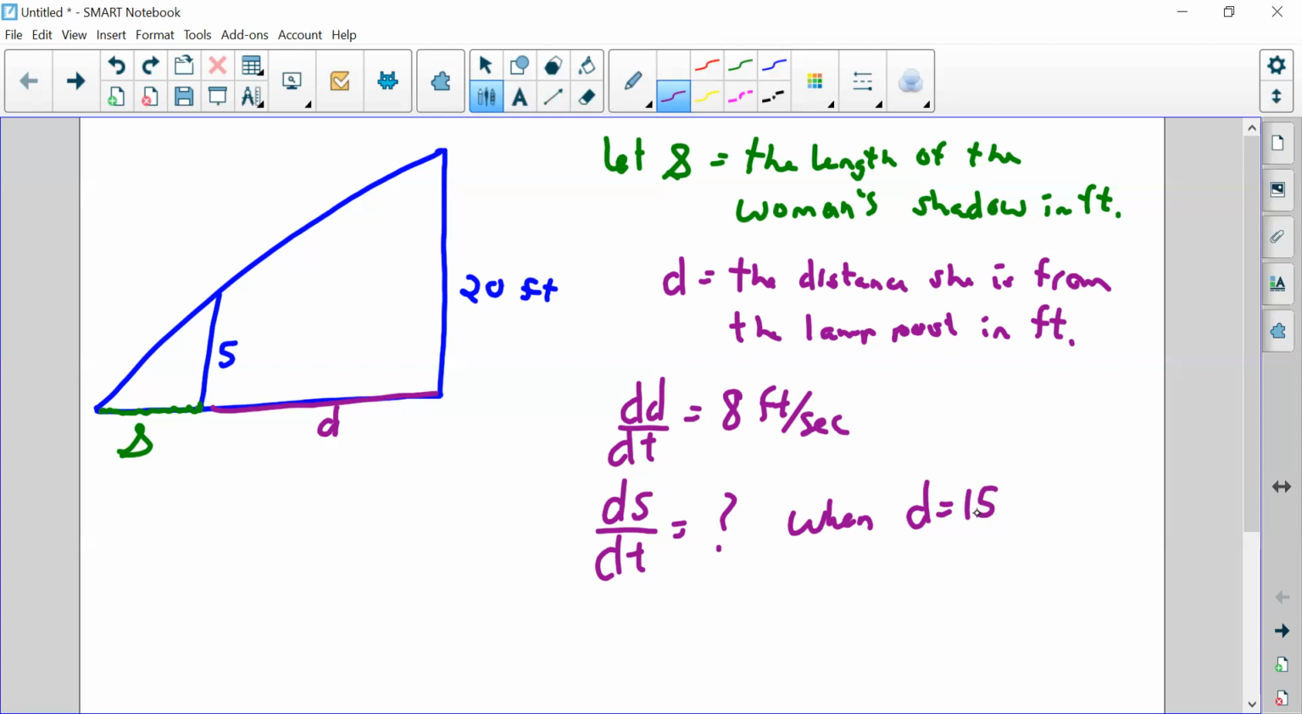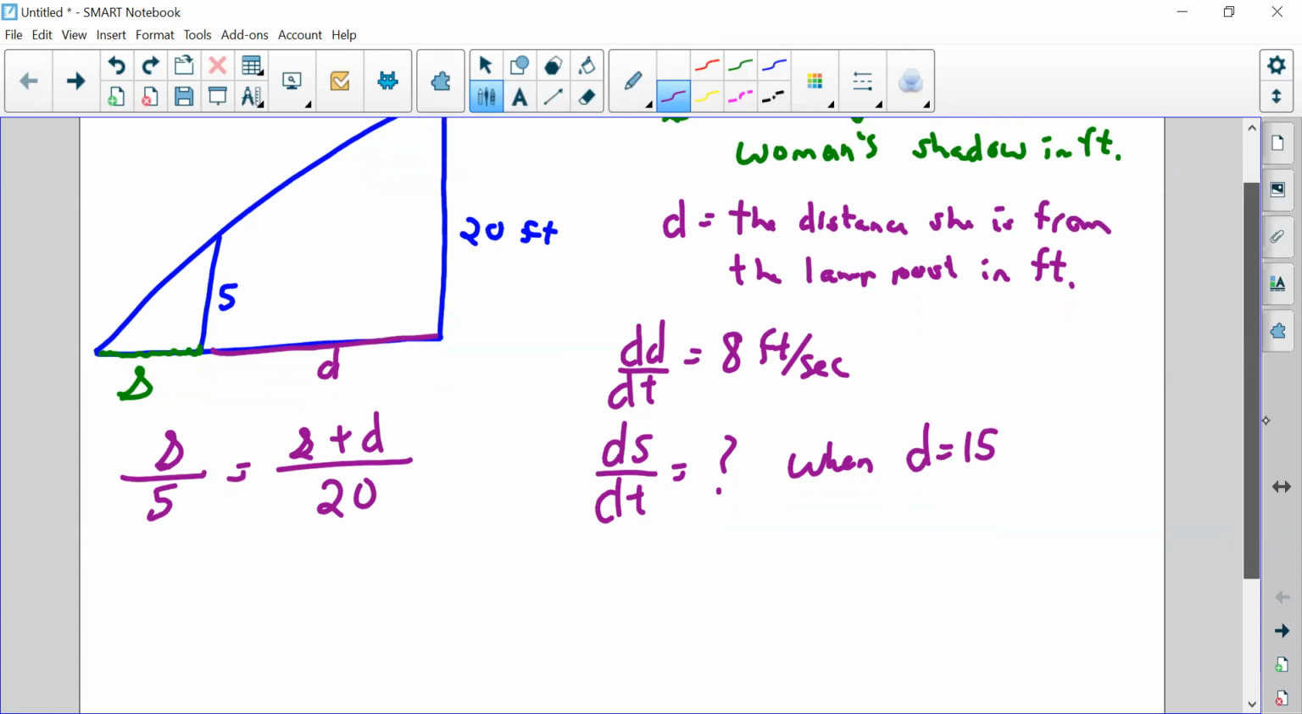So you want to set up proportions. I'm going to say, if this length of my side, so that's my S, is to 5 as, what's the length of this side of the big triangle? That's going to be S plus D is to 20. So that's how I relate this together. I'm doing proportions, relating my small triangle to my large triangle, since I have angle similarity.